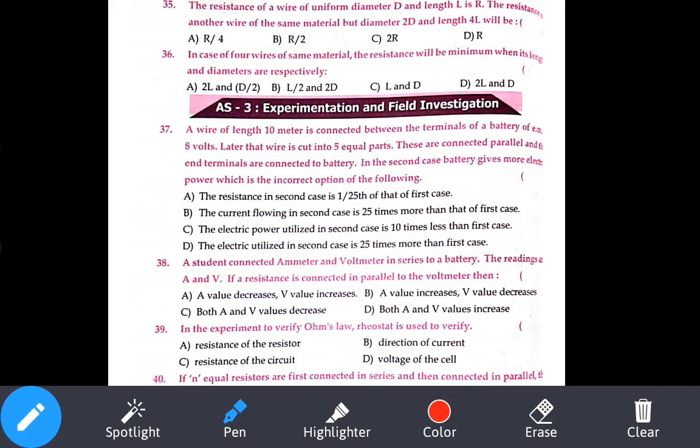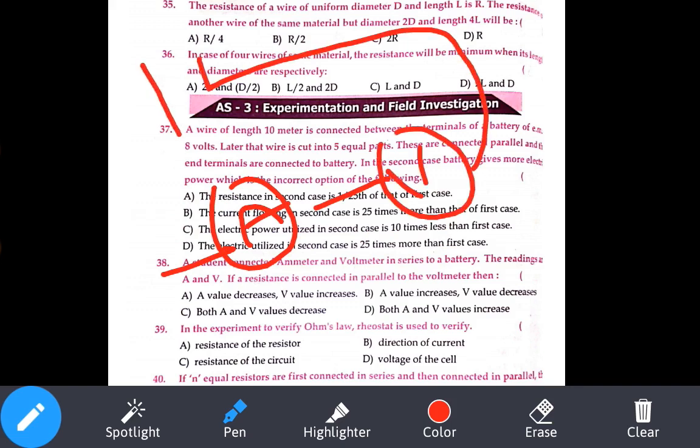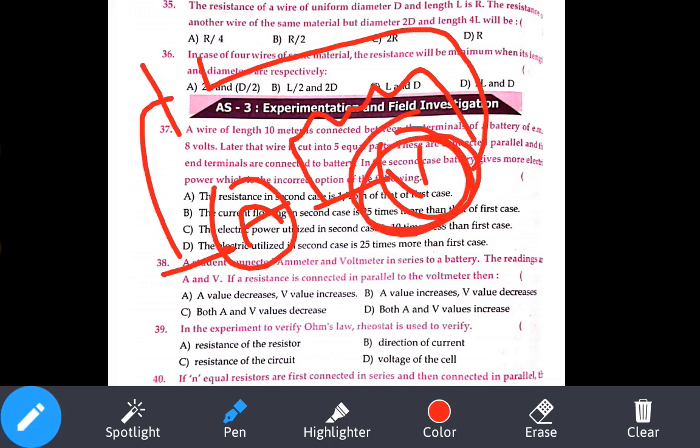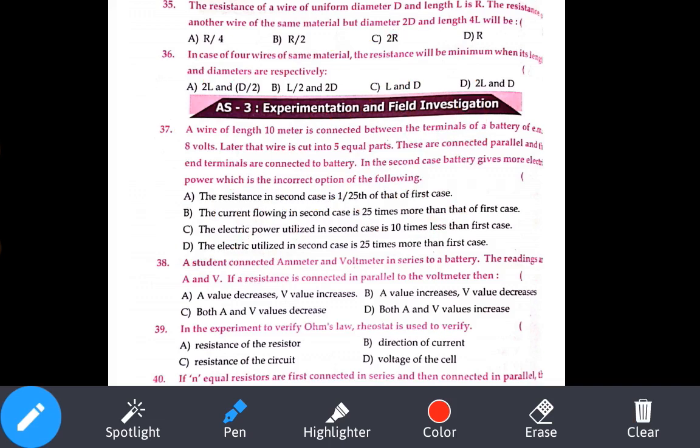A student connected an ammeter and voltmeter in series to a battery. Then he got A and V values. Then a resistor is connected in parallel to the voltmeter. If it is connected in parallel, what will happen? As the resistance value increases, the V value decreases. So we can say the A value also increases. So A is increased, V is decreased.